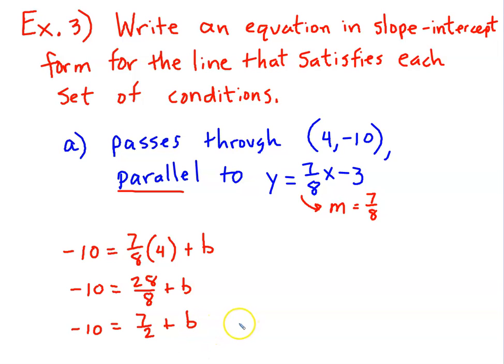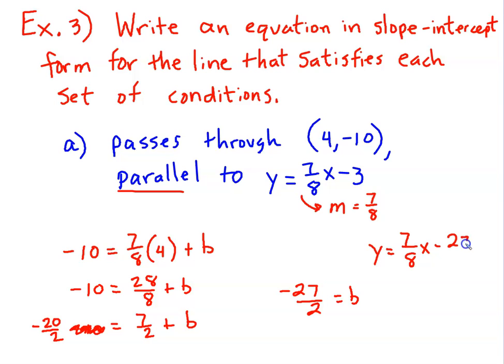plus b. And I'm going to change -10 into halves to have a common denominator. So -10 is the same thing as -20 halves, -20/2. Now they have the same denominator. And now I can subtract, and I can actually put these two fractions together. So when I subtract 7 halves from both sides, I get -27 halves is equal to b. So using m as 7/8, and there's my b. Here is my final answer, 7/8 x minus 27 halves.